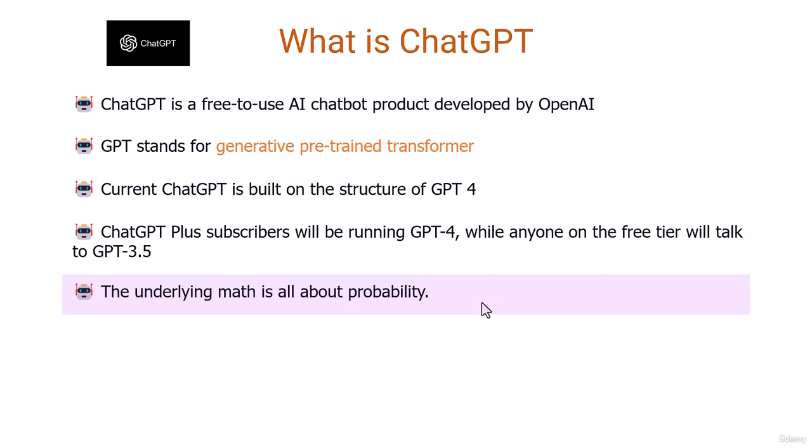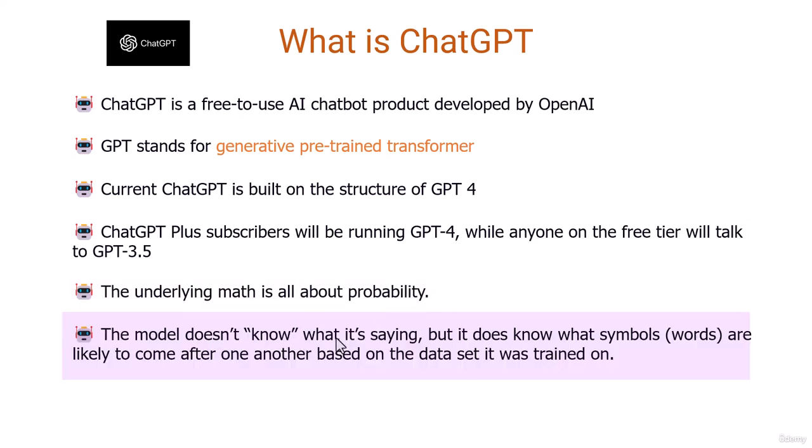We'll not jump into ChatGPT details, how it works. Just get the idea that the underlying math is all about probability. The model doesn't know what it's saying, but it does know what symbols or words are likely to come after one another based on the dataset it was trained on.